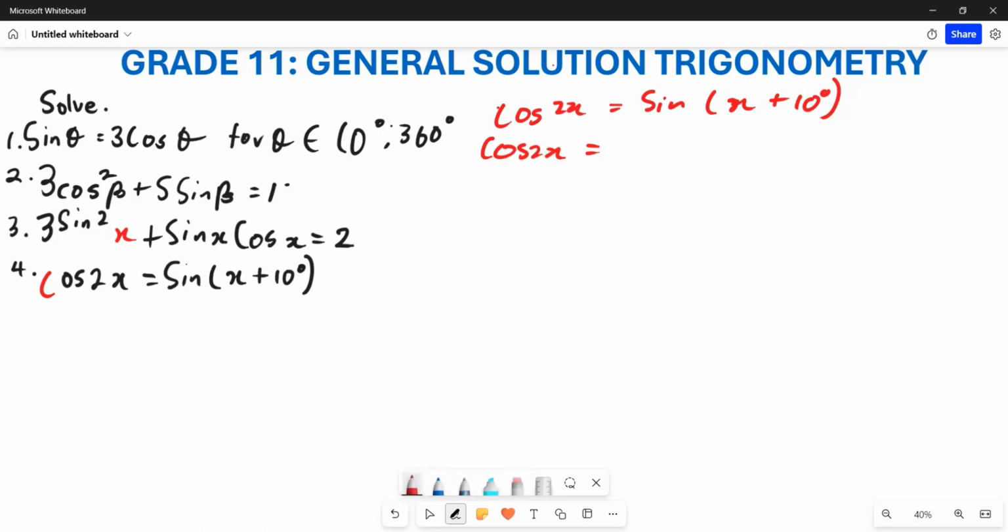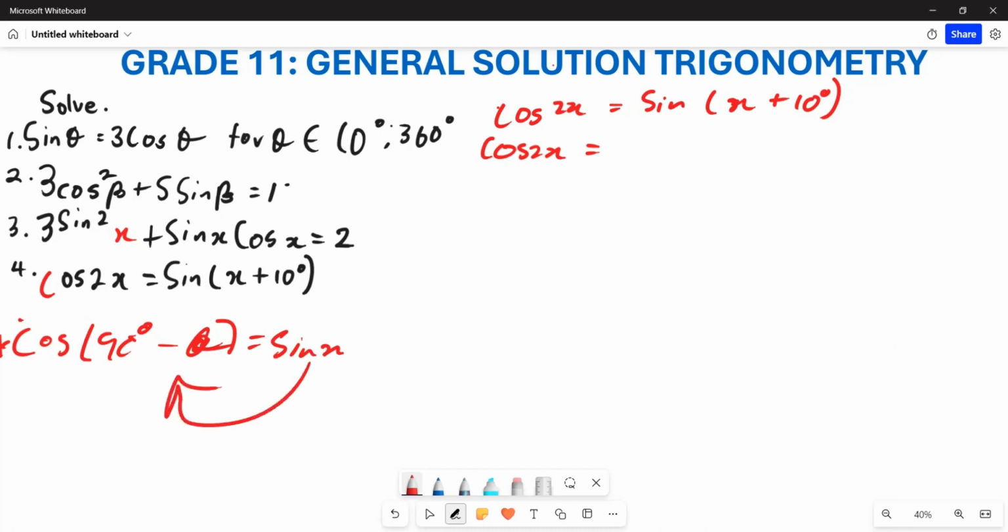Let's say we have cos x. Let's say we say cos of (90 degrees minus theta). Can you see that this is equal to sine of x? Now, which means that when there is sine of x, I can represent that in terms of 90, which means I can still take this one back this way, right?